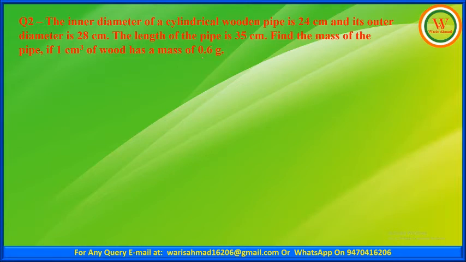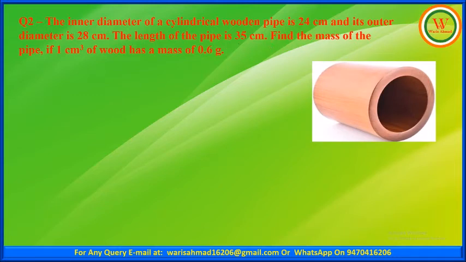So first of all, we will consider a cylindrical wooden pipe. So let us consider this cylindrical wooden pipe whose inner diameter is given 24 centimeter. So here we can draw the diameter 24 centimeter. This is the inner diameter, and the outer diameter is given 28 centimeters. So we can draw the outer diameter here, and the length of pipe is given 35 centimeter. So here we can draw the length of the pipe 35 centimeter.